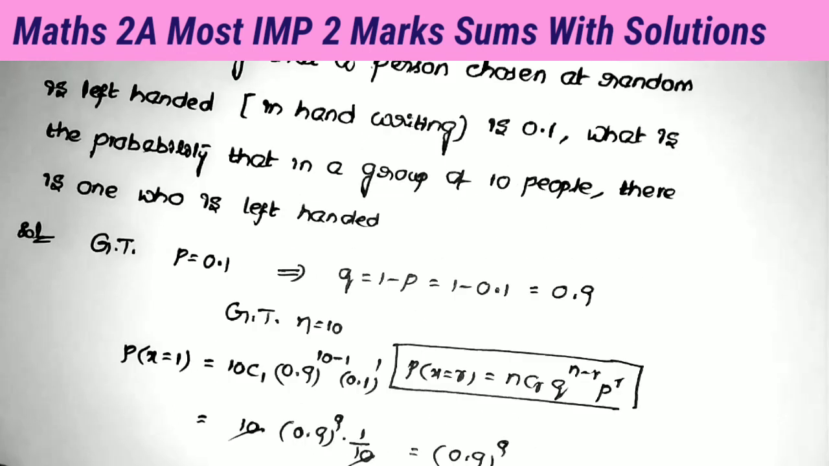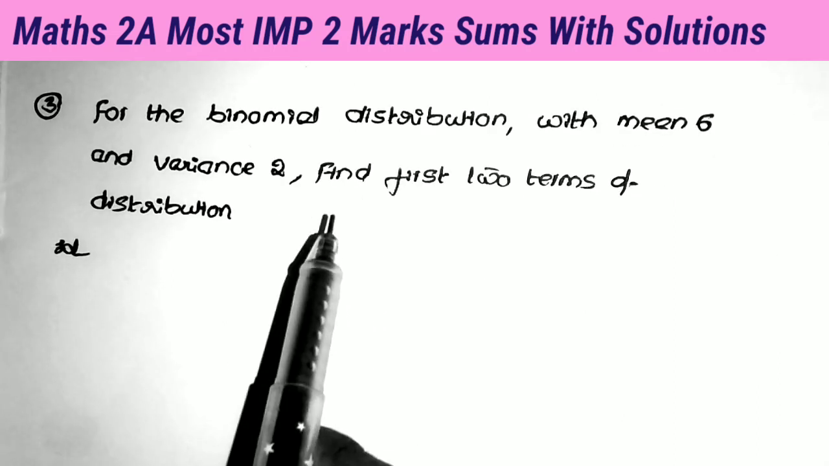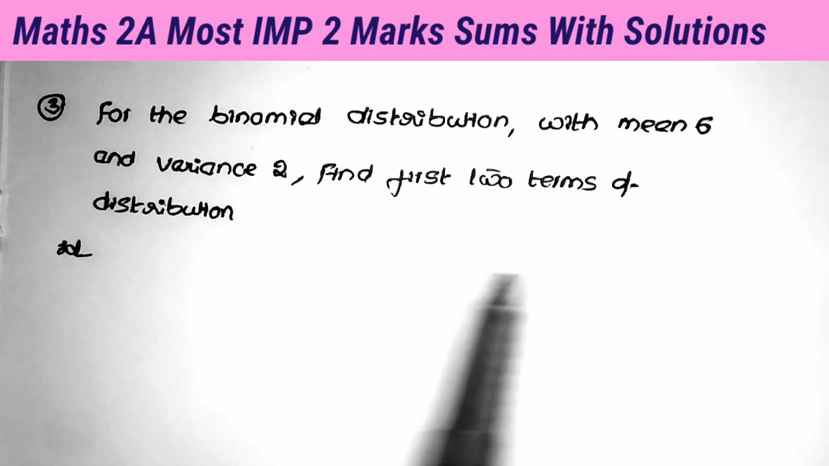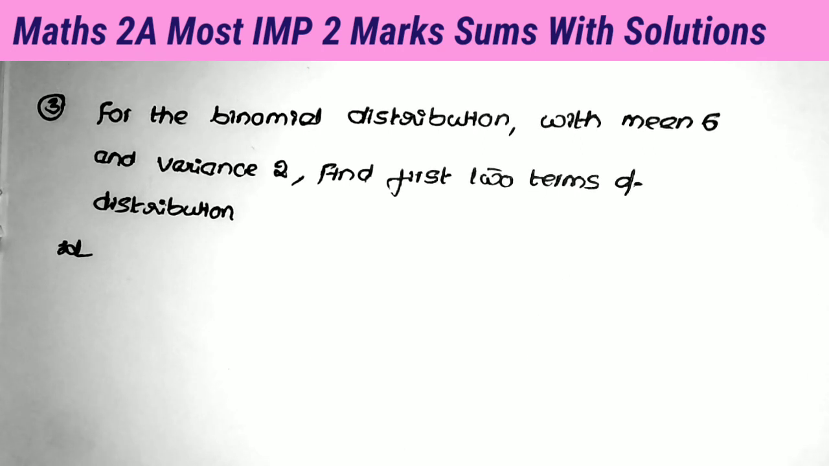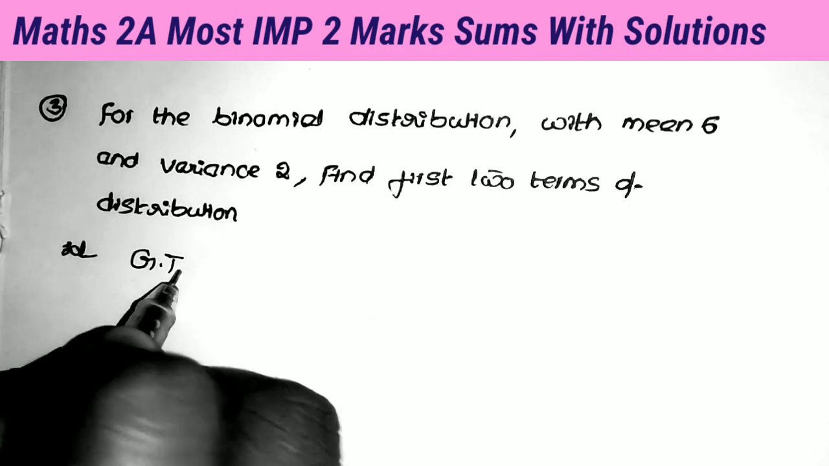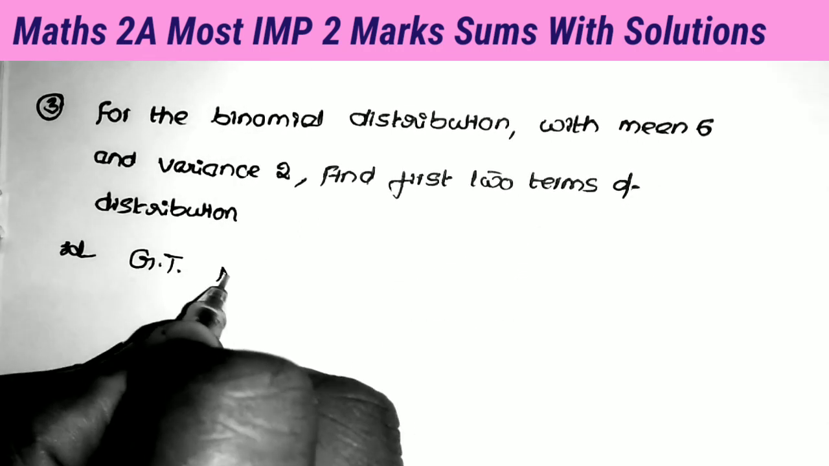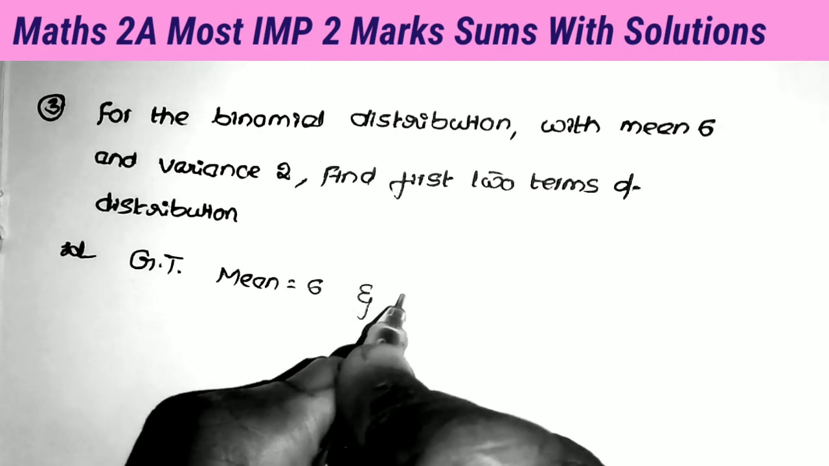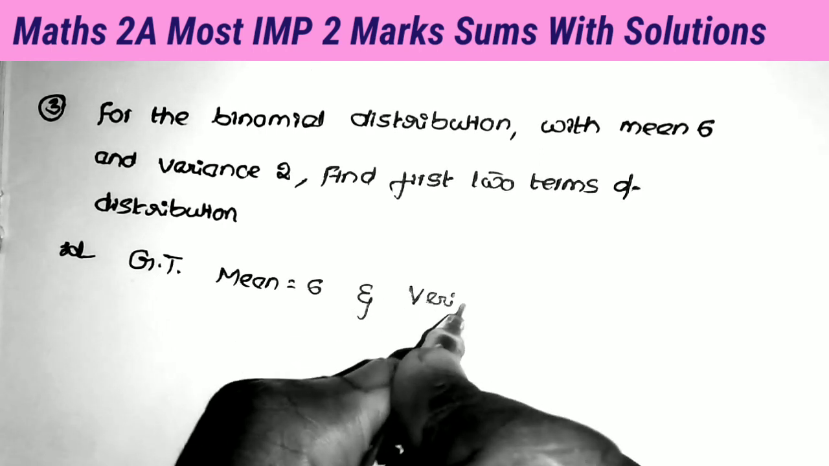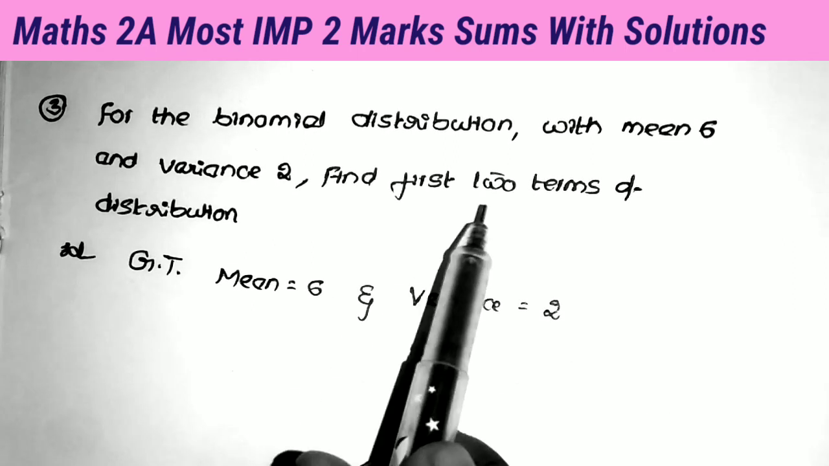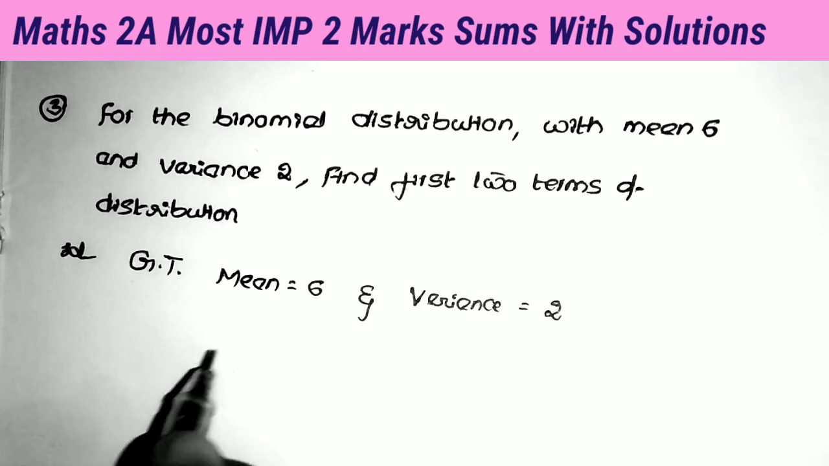Most important sum, very important. Next problem: for the binomial distribution with mean 6 and variance equal to 2, find the first two terms of the distribution. First, we take the given data. What is given? Mean is equal to 6 and variance is equal to 2. These two values are given. Now what do we want? We want the first two terms of the distribution.